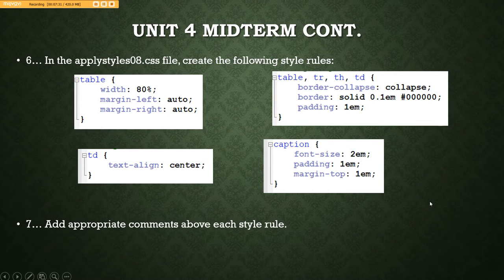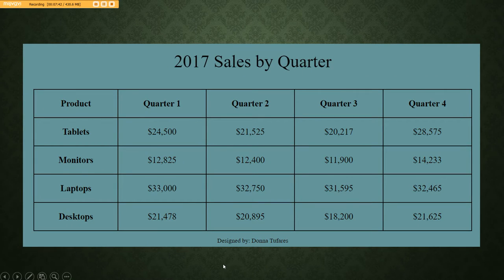So again, you're going to add appropriate comments for each style rule. You can just do it above style for table or whatever. So when you get through, this is how it's supposed to look. So this is the order that they're supposed to be in along the side, and then the quarters.